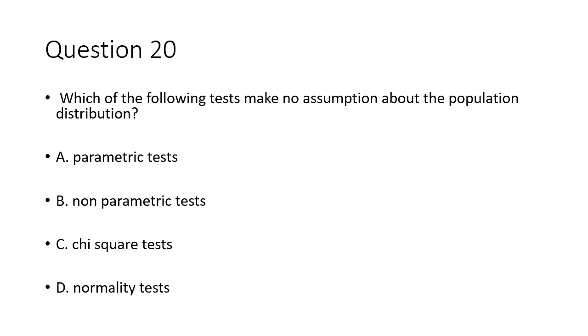For question 20, which of the following tests makes no assumption about the population distribution? It would be parametric test, nonparametric test, chi-square test, or normality test. Here, this would actually be B, non-parametric test. Again, this is where you're taking away that assumption that your data is normally distributed, and so that's why we end up using non-parametric tests in those cases, right? We're not making an assumption about the population distribution.